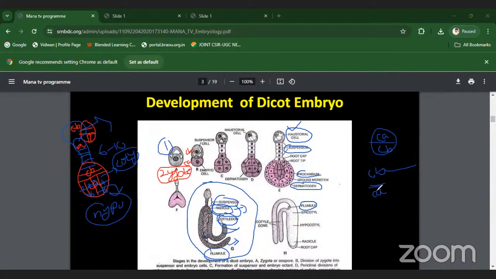Simple thing: CA apical, CB basal. The apical one is toward the chalazal side, and the basal one is toward the micropylar end. That is based on the type of writing. Anyway, I have taken this one, CB the basal cell, and this is CA. Two celled. What happened after formation of the two cells?